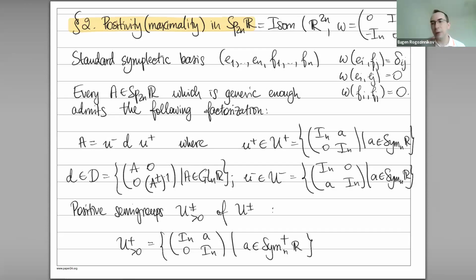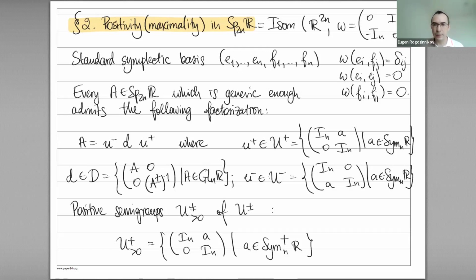And by the condition of being symplectic, the matrix A in the upper right corner is always real symmetric. The same holds for U minus, which is a block lower triangular unipotent matrix. And D is the block diagonal matrix. On the diagonal, we have A and A transpose inverse. This is again a consequence of the condition for this matrix to be symplectic.